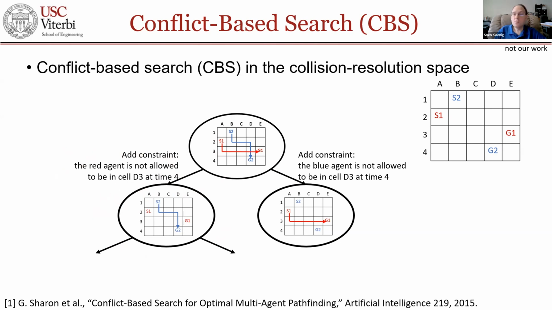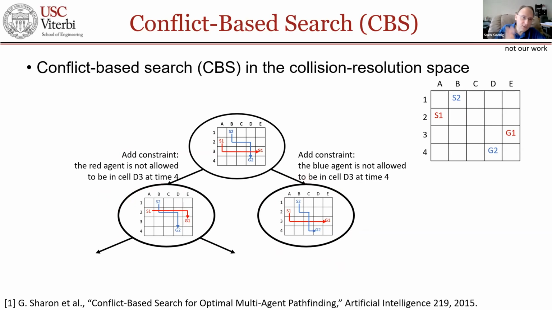So here we need to plan a new path for the red agent. Again, we will ignore the blue agent. It's not there, right? But we now need to satisfy this constraint. And again, we can do this very, very quickly. So find a new path for the red agent, this one here. And then we do the same thing here by finding a new path for the blue agent. So we build up this tree, right? So now we have 2 leaf nodes, this situation and that situation.